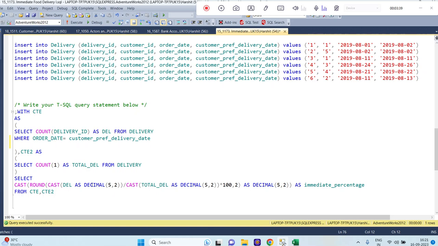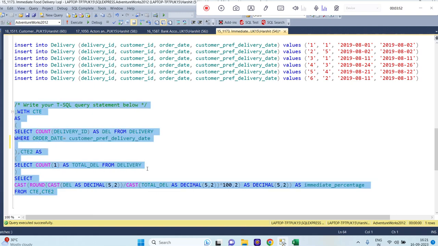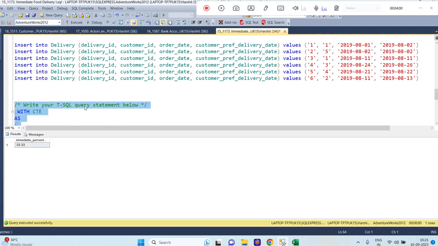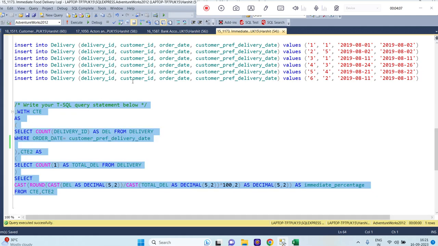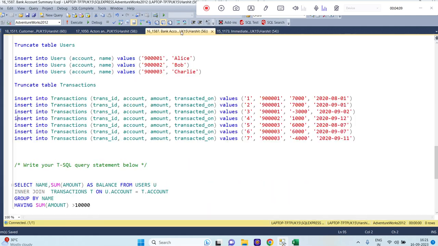We have used the cast function to convert into the decimal value, right? So this 2 divided by 6 will be our answer, and then at the end we are multiplying by 100, and again we are casting to two decimal places only. So the answer will be 33.33. That will be our final answer. Now let me jump to the next question.